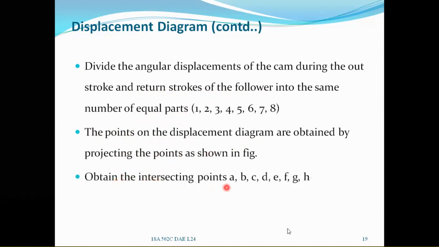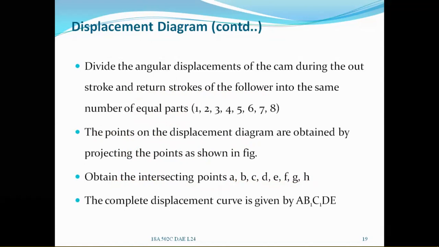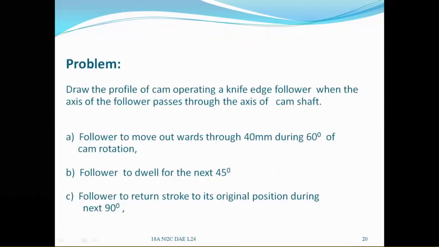Obtain the intersecting points. Previously I explained P1, P2, but here it is A, B, C, D, E, F, G, H, etc. And similarly A dash, B dash, C dash, D dash, E dash, F dash, etc. Then complete the curve by joining A, B1, C1, D1, E. So let us see the procedure here in this case once again.